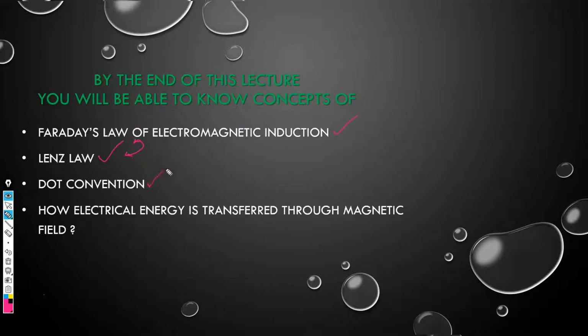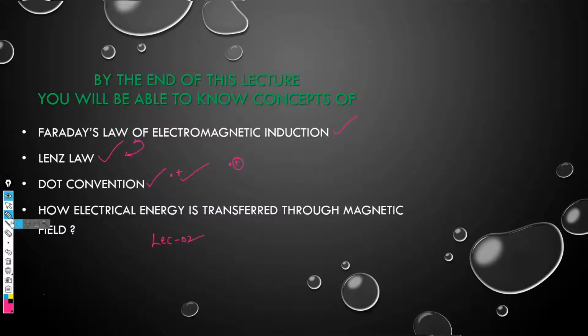and a simple concept called dot convention, which is nothing but if a dot is represented by plus on one side of a transformer, then if there is a dot on the other side, it also indicates the plus symbol. This is nothing but your dot convention. And we have seen how the electrical energy is being transferred through magnetic field in our lecture number 2.